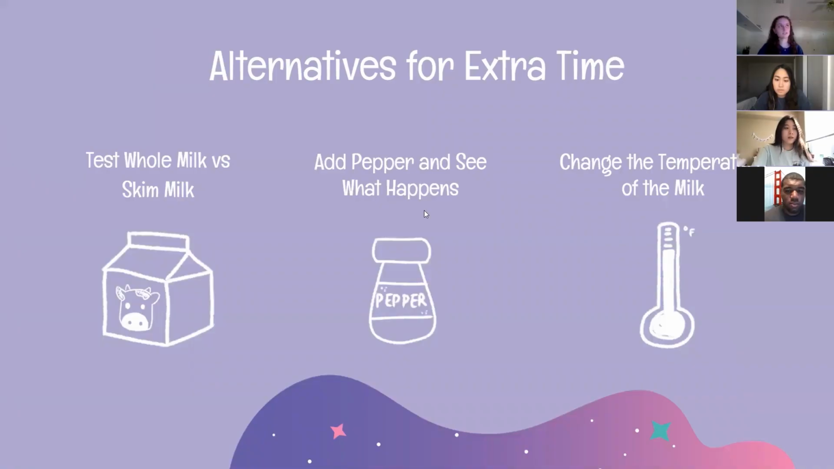Once you guys have finished your activity, these are some extra things that you can try out just to learn more about surface tension. You can try using whole milk or skim milk and see how those react differently. Or you can add pepper to see what happens. Or you could even change the temperature of the milk. Good luck.